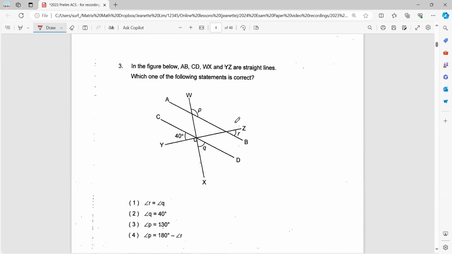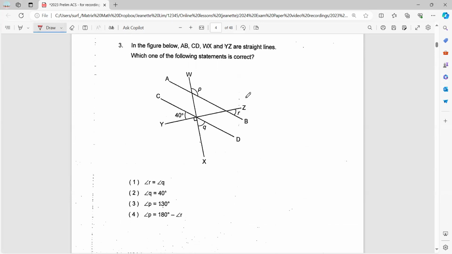Question 3. In the figure below, A, B, C, D, W, X, and Y, Z are straight lines. Which of the following statements is correct? Okay, so actually for this question, they should have specified that A, B, and C, D are parallel. Otherwise some of these, we actually have to make some assumptions. Okay, so let's look at the first one. Angle R equals to angle Q.